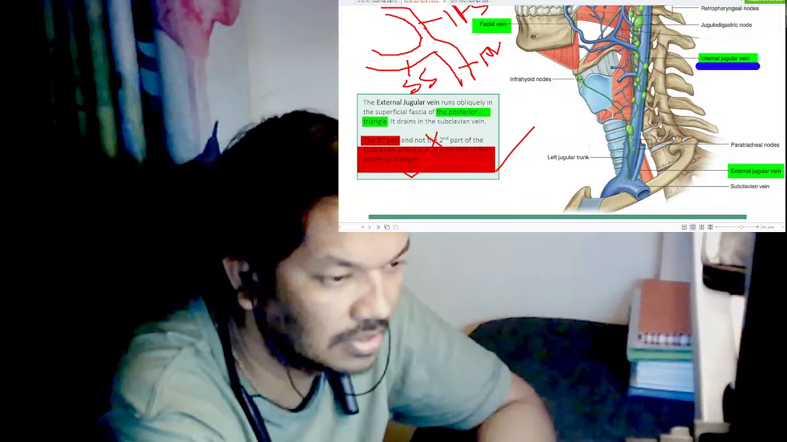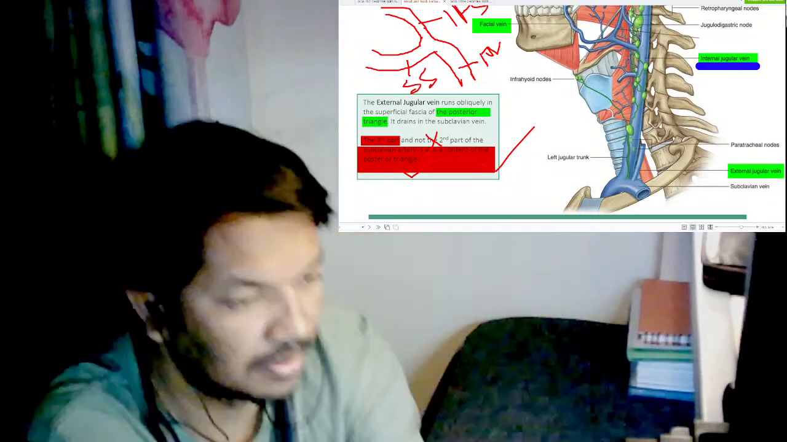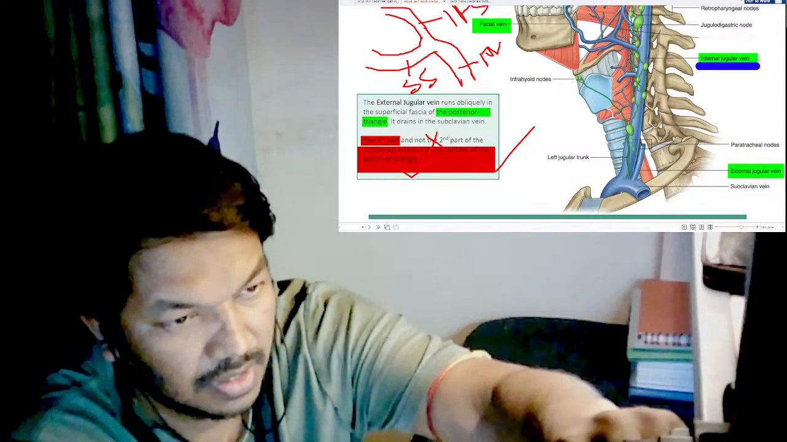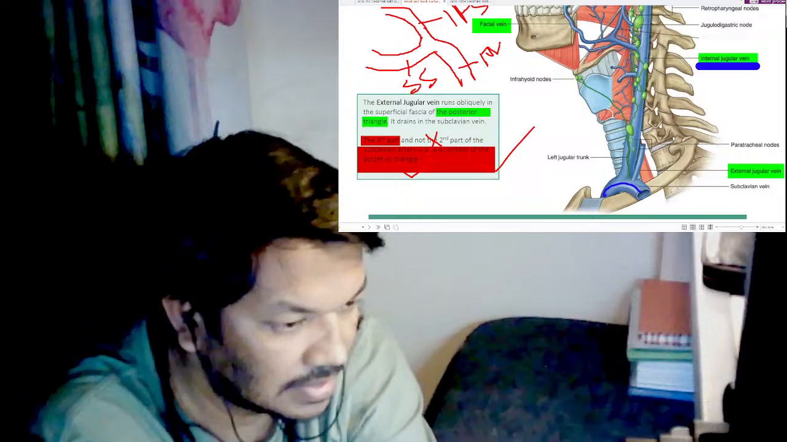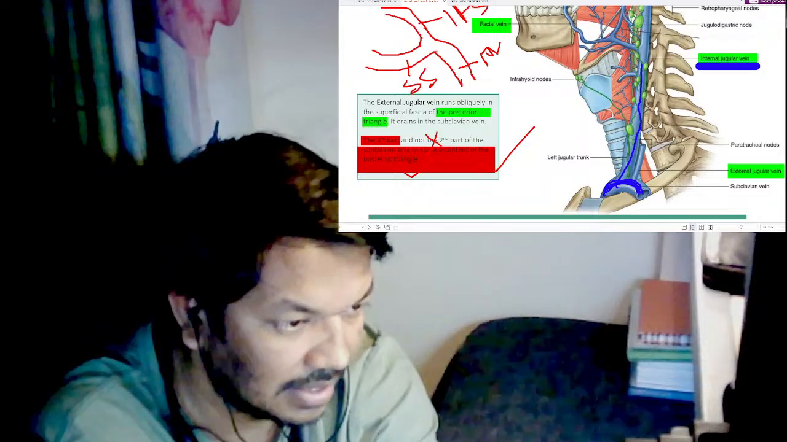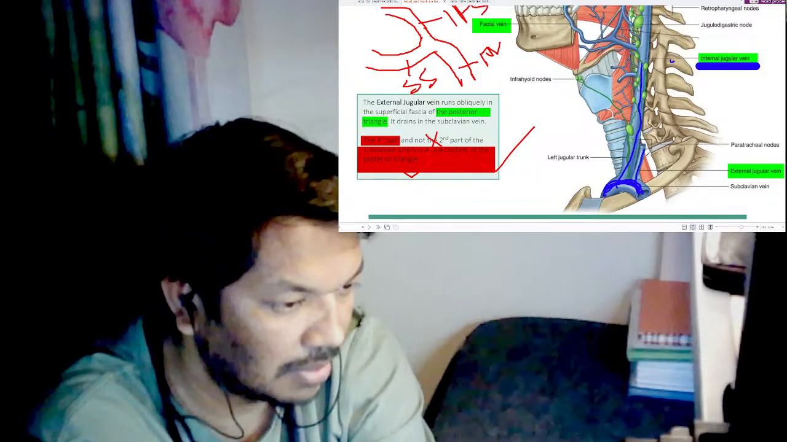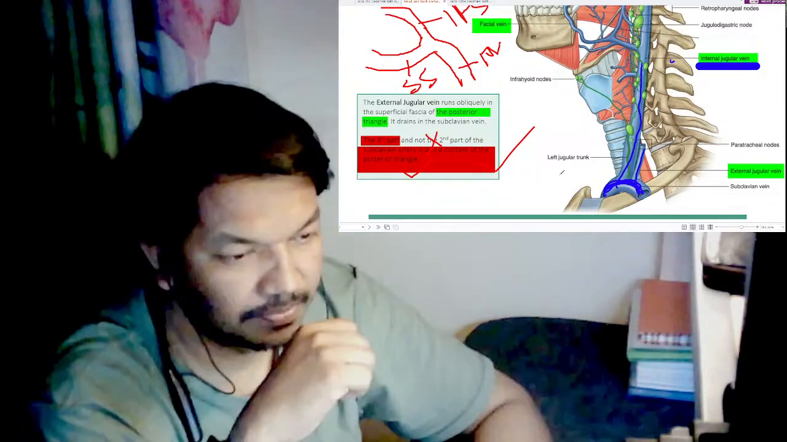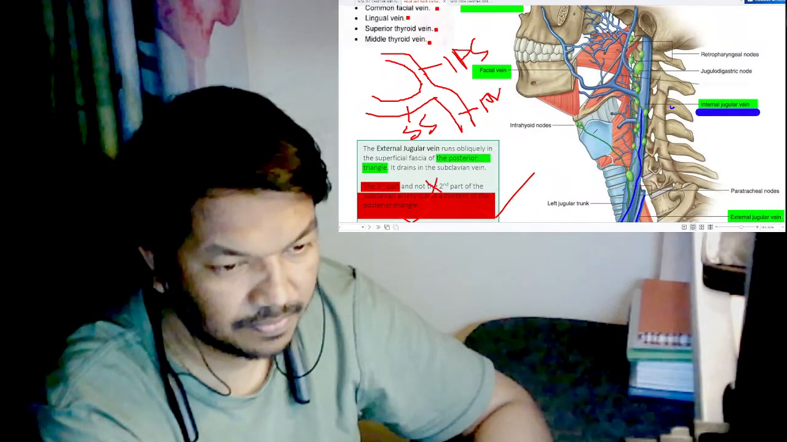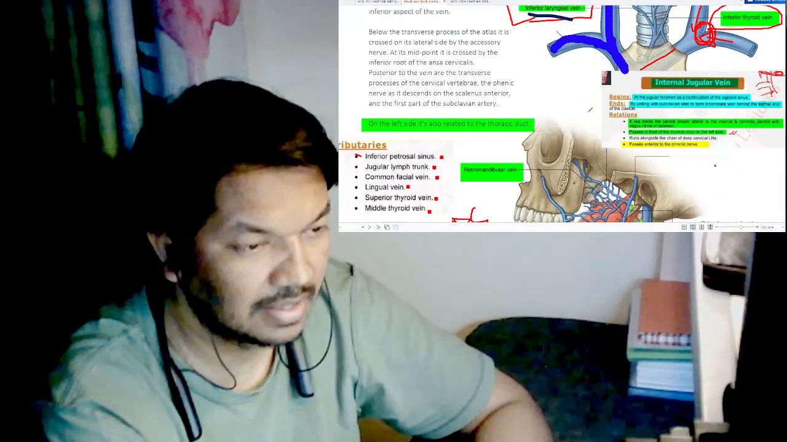In this picture you can see this is the subclavian vein. From the subclavian vein, one vein goes directly up as the internal jugular vein, and from here we get the external jugular vein. Okay, and the internal jugular vein.